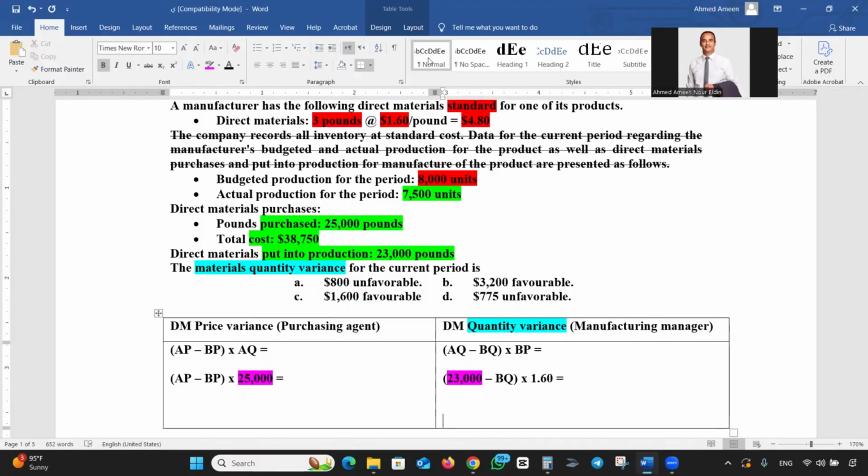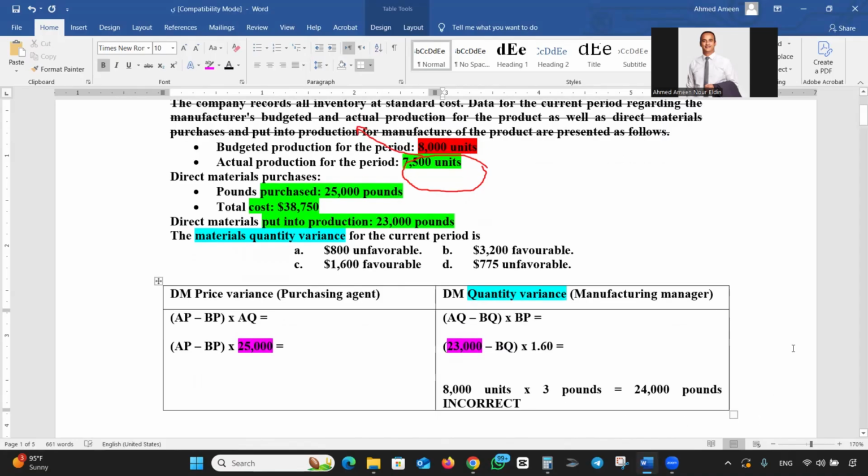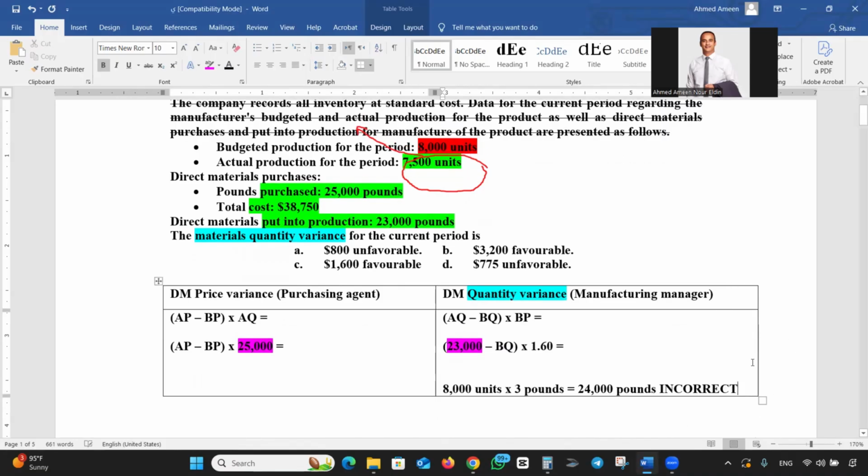A common mistake that students make is to use the 8,000 units. We are going to produce 8,000 units, and each unit will use 3 pounds of direct material. So the common mistake is to use 8,000 final products or finished goods multiplied by 3 pounds of direct material, so we will use 24,000 pounds of material. This is not the correct amount, and I will tell you why.